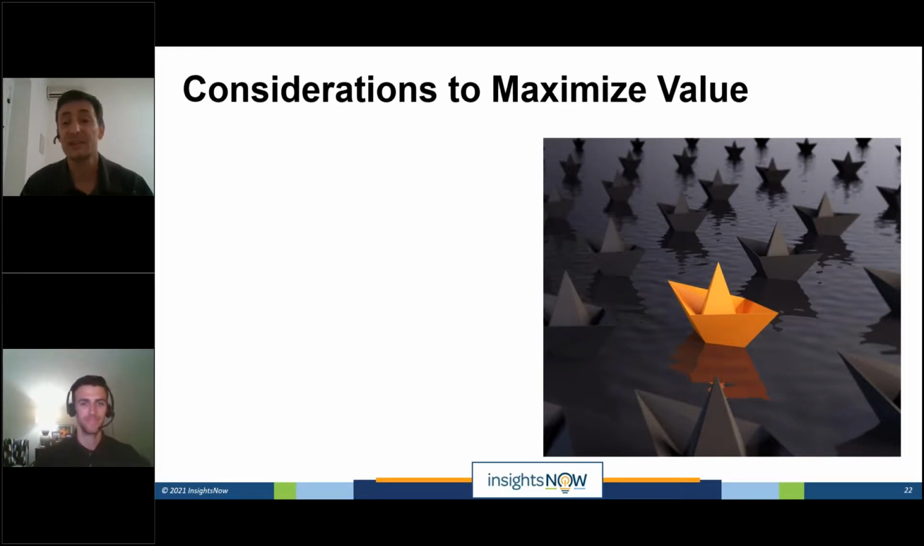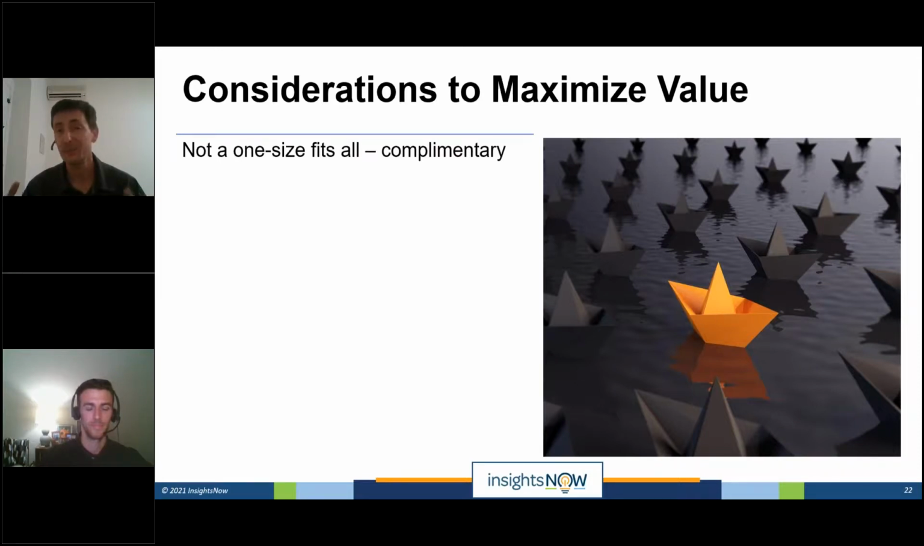Some considerations then to help you maximize your value. Remember that communities are not a one size fits all type of approach, right? You need to think through what are the types of things I want to be able to do with this community, and then build it in a complementary fashion.